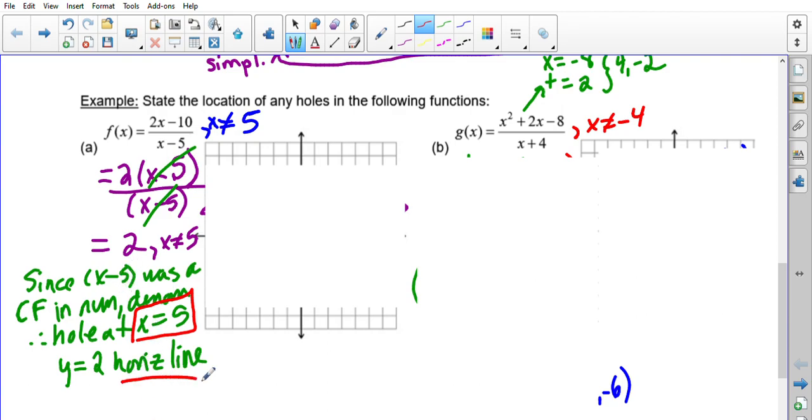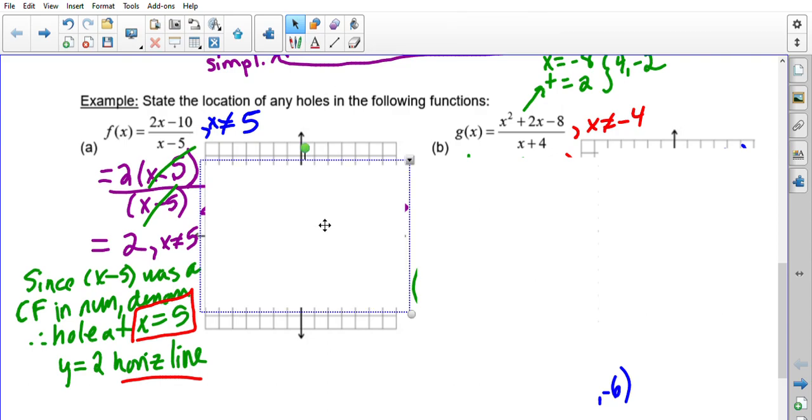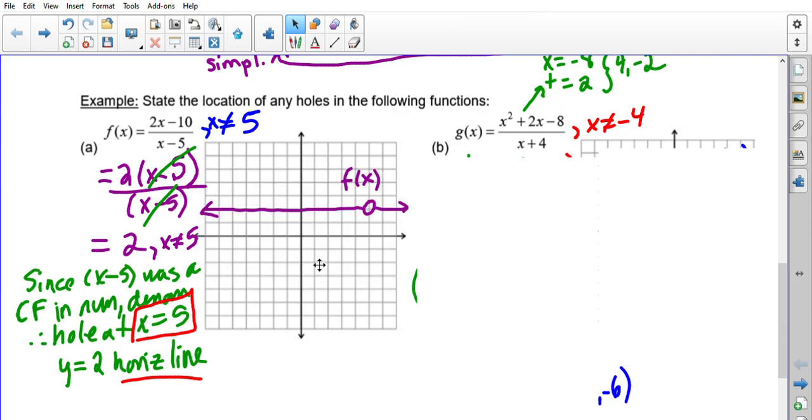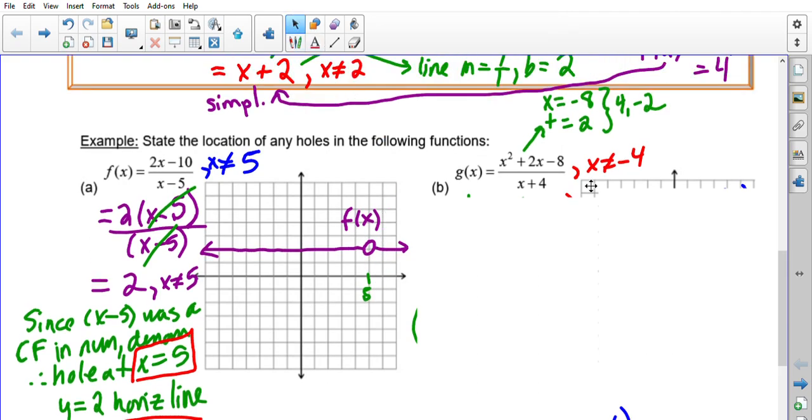And like I said, we're going to draw a horizontal line. So our graph will look like this. The horizontal line through y equals 2, and then I go to the x value of 5 right here. And I have a hole at that point. All right, let's try another one.